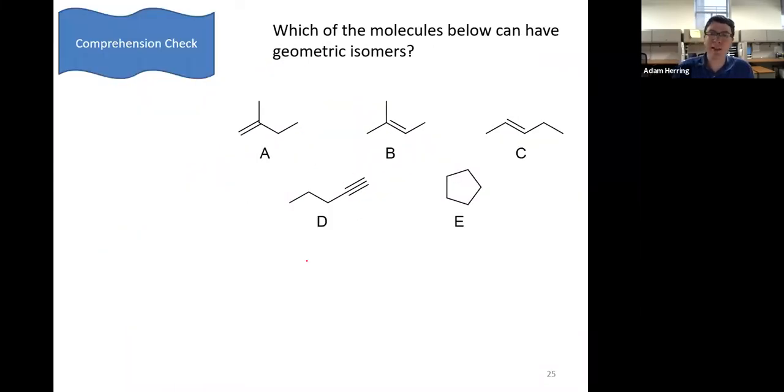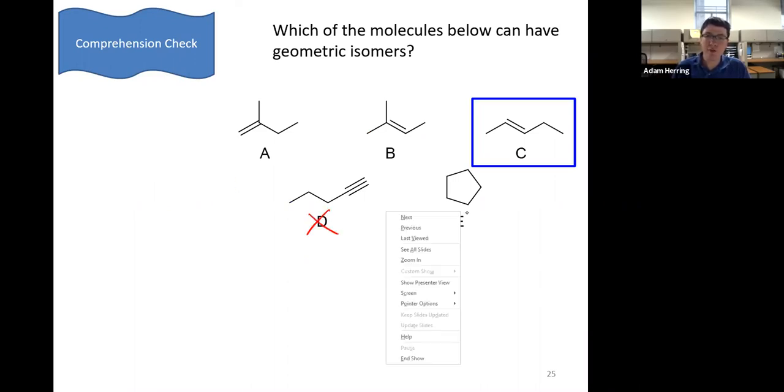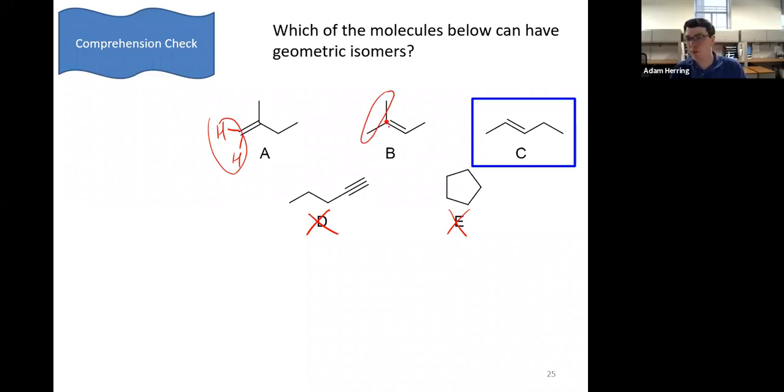All right, let's have you practice again. Which of these molecules can have geometric isomers? Pause the video and try this on your own. The answer here is C. C is the only molecule that can have geometric isomers. We can easily rule out D and E because they don't have a double bond in them. A is ruled out because the two groups on this carbon are the same. And B is ruled out because these two groups on this carbon are the same. The geometric isomer of C would look like this molecule.